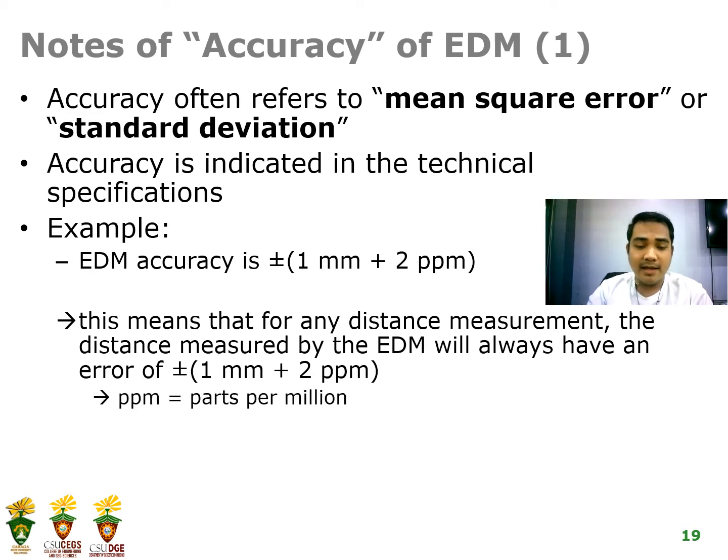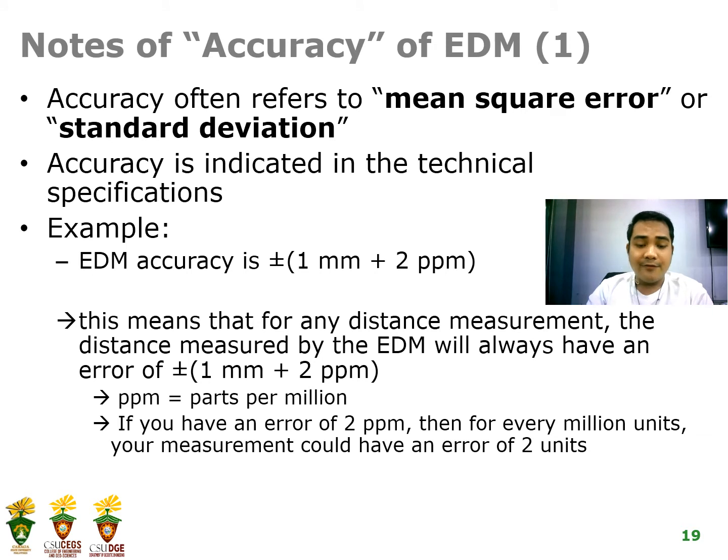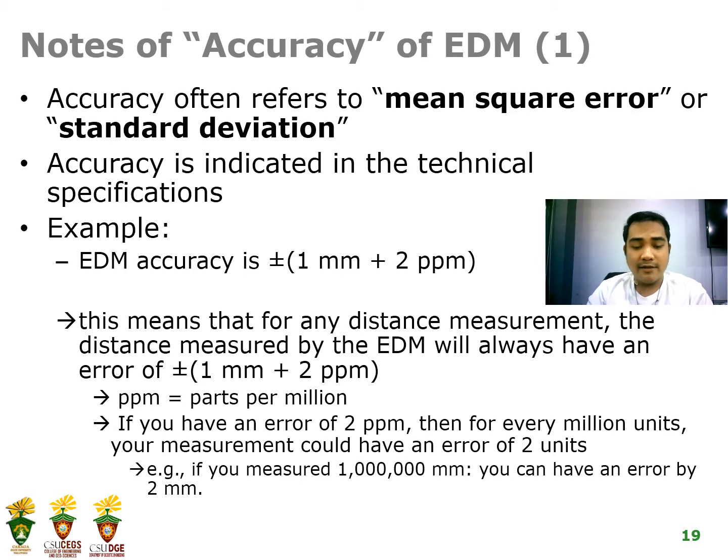Now, again, ppm is parts per million. If you have an error of 2 ppm, then in every 1 million units, your measurement could have an error of 2 units. So, mura siya, sa isa ka million units, naa siya duha, no? 2 units nga error. For this example, again, if you measured 1 million millimeters, you can have an error of 2 millimeters. So, ngayon napasabot na nimo ang 2 ppm.